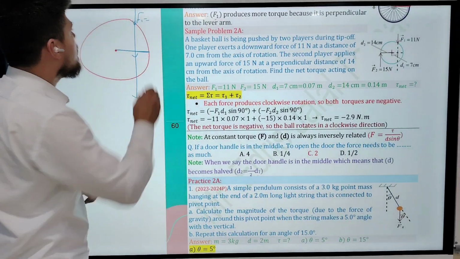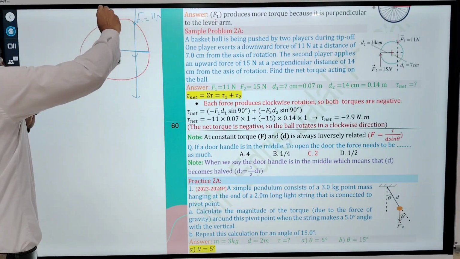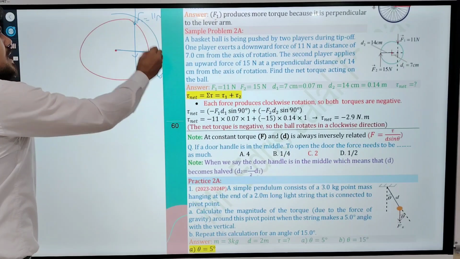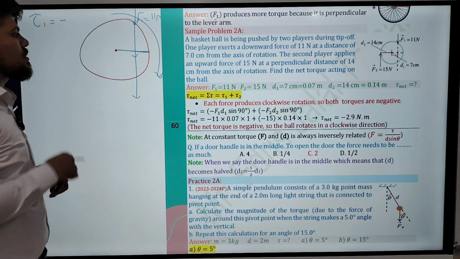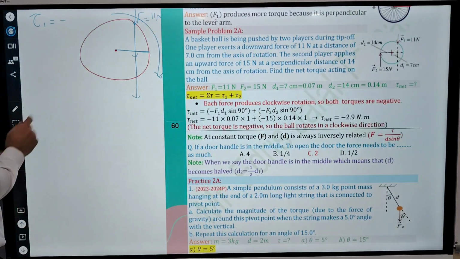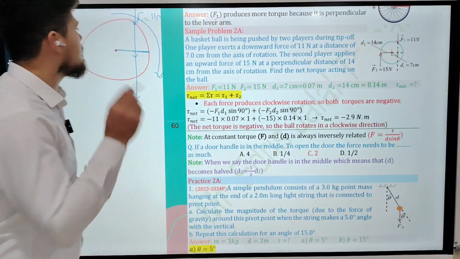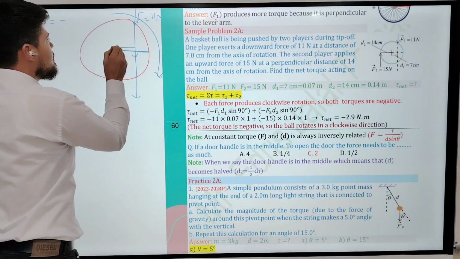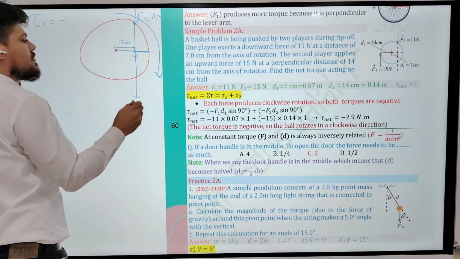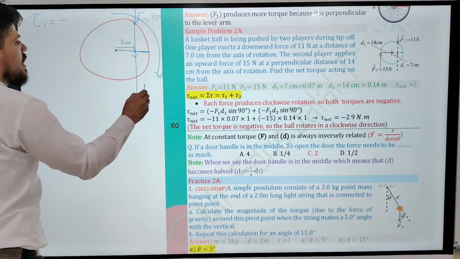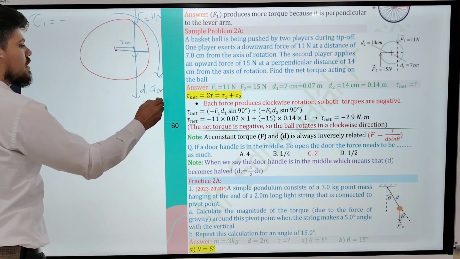F1 was given as 11 Newtons. As you can see in this figure, when the force is applied on this ball, the ball rotates in the clockwise direction. So torque number 1 should be negative. Why? Because it is rotating in the clockwise direction. The distance is 7 centimeters. So the force is applied at 7 centimeters. So it means that D1 is equal to 7 centimeters, which is equal to 0.07 meters.